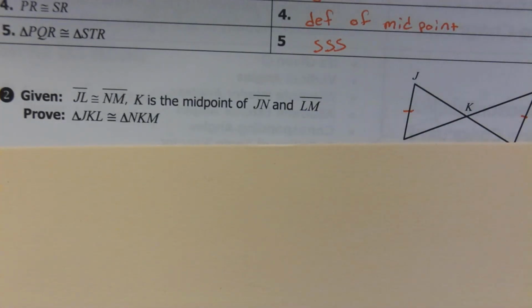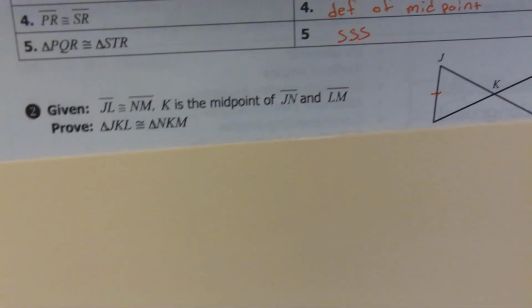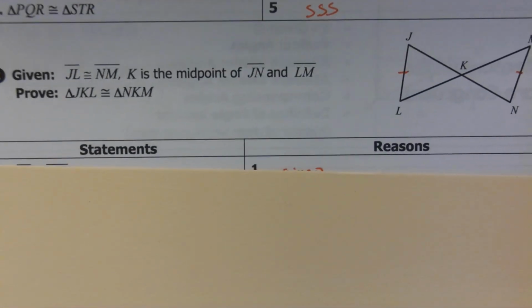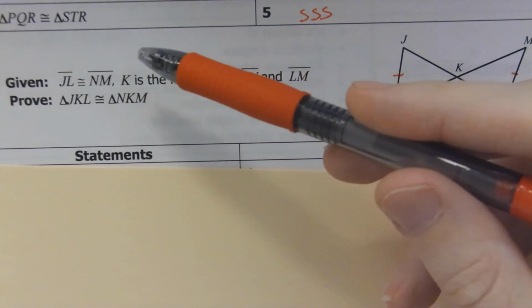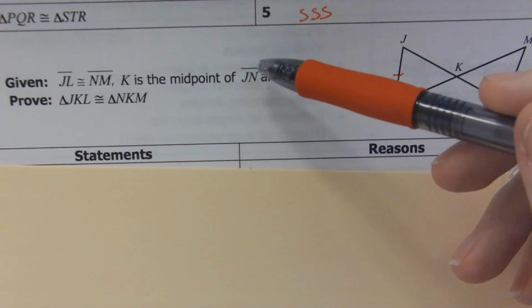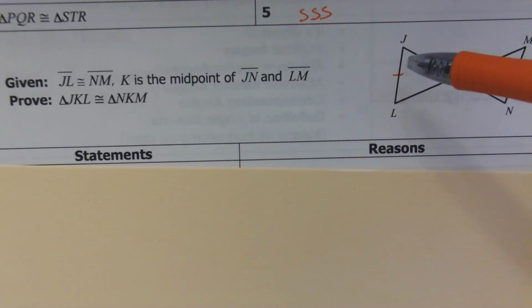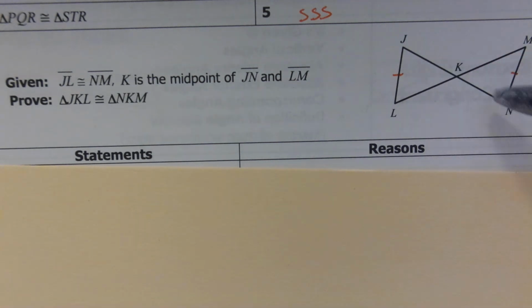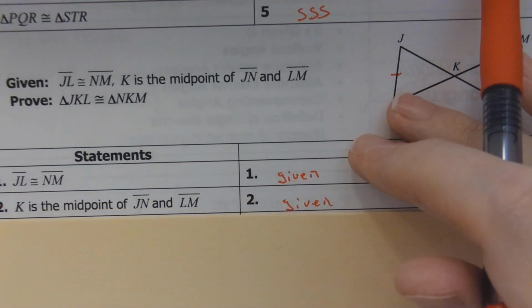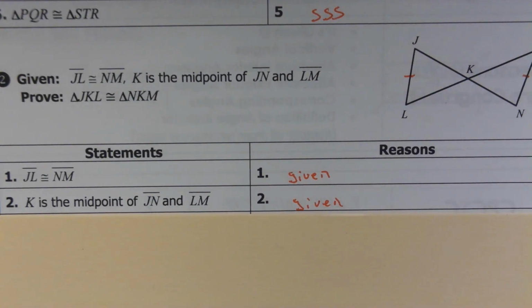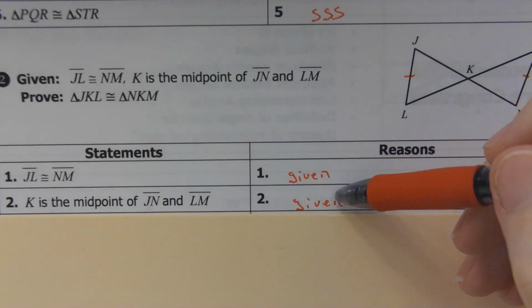Okay, let's take a look at our next one. We've got JL is congruent to NM, and K is the midpoint of JN and LM. So for JN, K is the midpoint, and for LM, K is the midpoint. So we're only given two things. So we write down our givens.